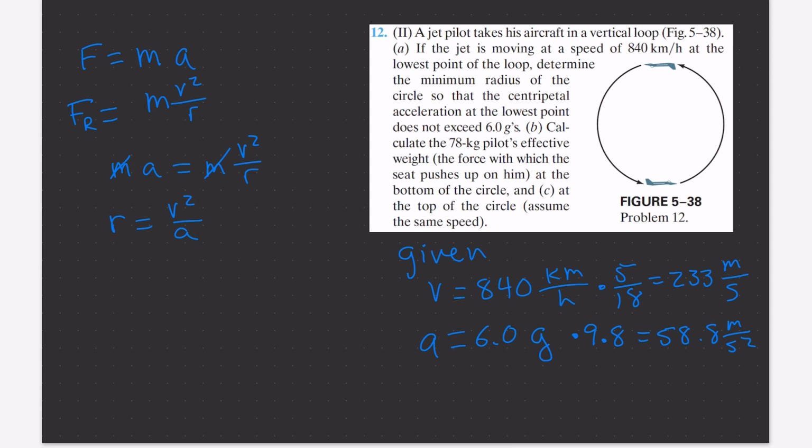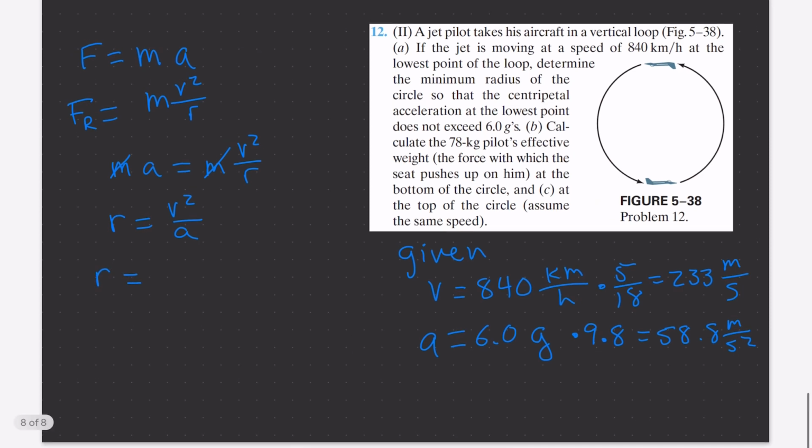Let me plug in the values that I have for v and a, and then we'll very quickly solve for r. R is going to be equal to 233 meters per second, this quantity being squared, and we're going to divide that by 58.8 meters per second squared. All right. So my units on top are going to be meters squared over second squared, and my units on bottom are going to be meters per second squared, and I should be left with just one-dimensional meters, which I can apply to my radius.